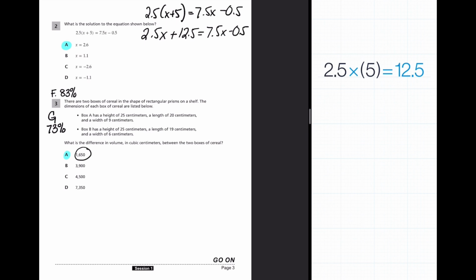Our goal here is to isolate the x to one side. So I'm going to create a 0 pair. Leave me with just 12 and 5/10. And to retain balance, I do the same operation to the other side. So I get 5.0x. I'm actually just going to write 5x minus 0.5. And I'm going to create another 0 pair here.